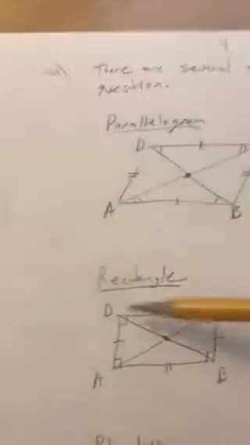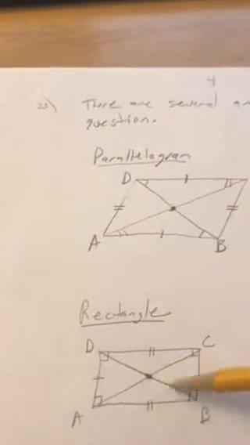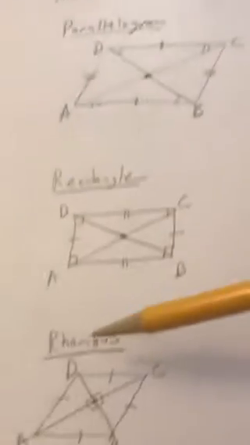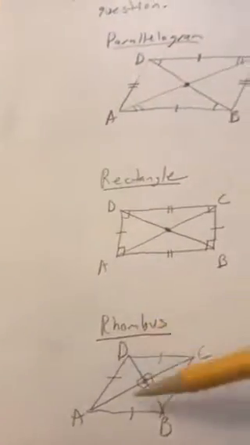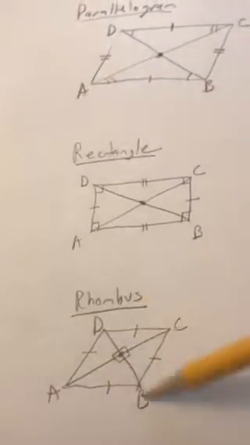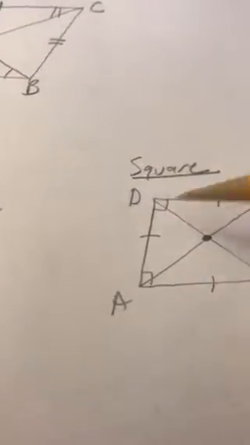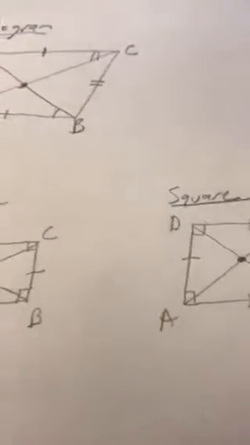Same thing with a rectangle. This is equal to that, congruent to that, that's congruent to that. 4 right angles, and you can see that would be the midpoint. A rhombus, all the sides are congruent. Right angles here in the center where they bisect, forming the midpoint right there. And a square. All 4 right angles, all sides are equal, and the diagonals come together. Right there is your midpoint.